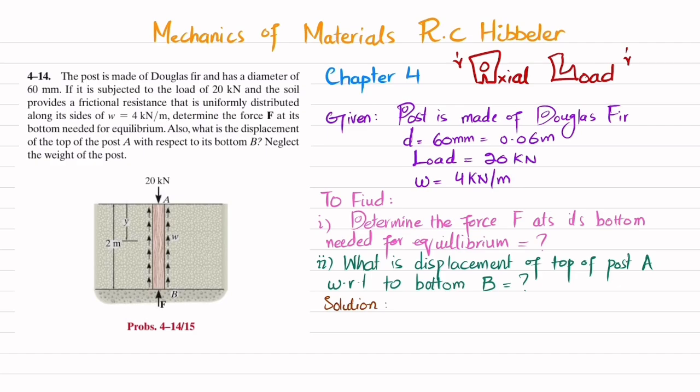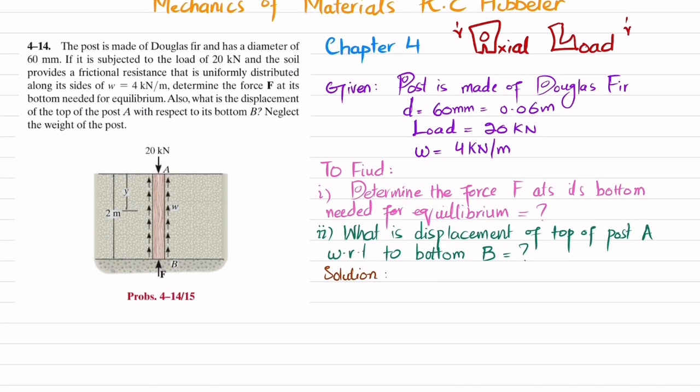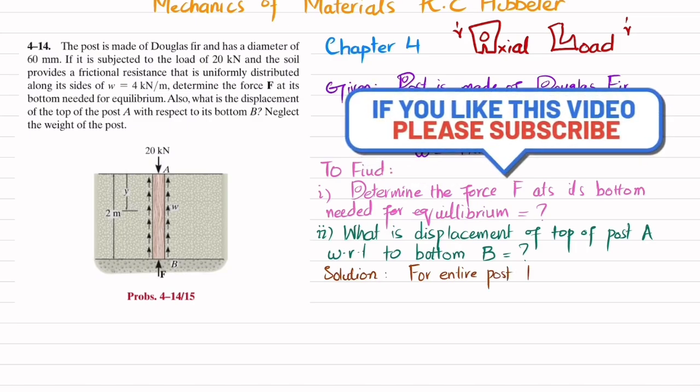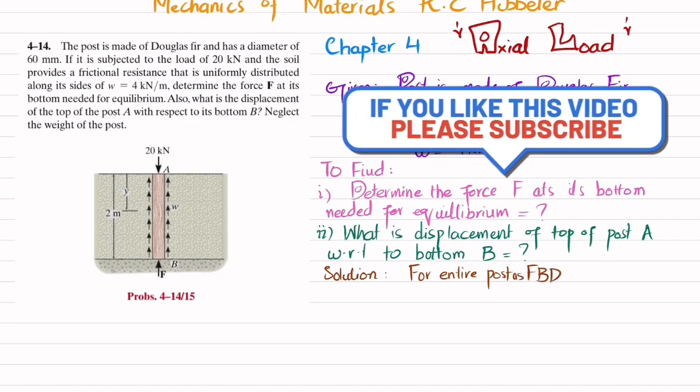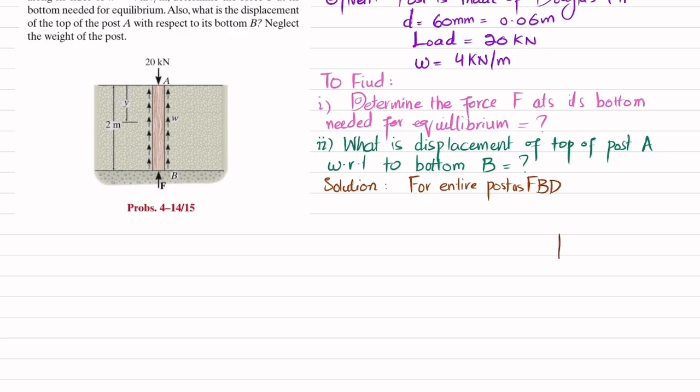So let's start with the solution. First we will take the entire post as the free body diagram. FBD means free body diagram. Clear? So we will take this entire post. Let this be the post. And we have a 20 kilonewton load at the top, and at the bottom we need to find this force F for equilibrium purpose.